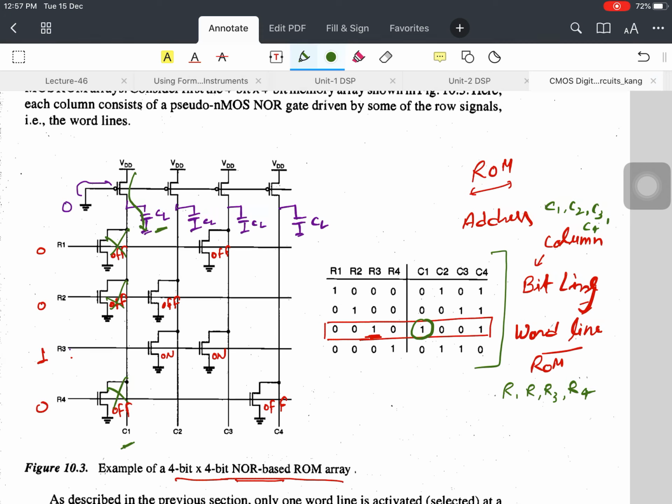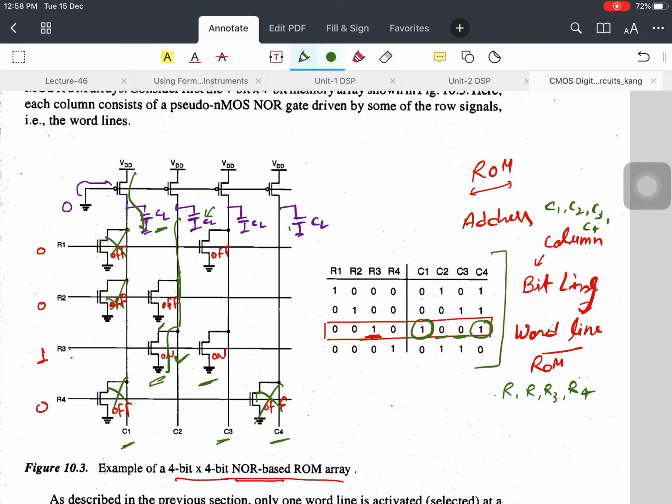But in the C2 case, this CL will charge in the starting. But because this is off, there will be no ground over here, so it will go through this path. There is one ground and this transistor is on, so the value will be 0, as you can see. Same in the case where this transistor is on, so C3 will be 0. And here there is only one transistor, this capacitor will not discharge, so the value will remain, so this will be 1.